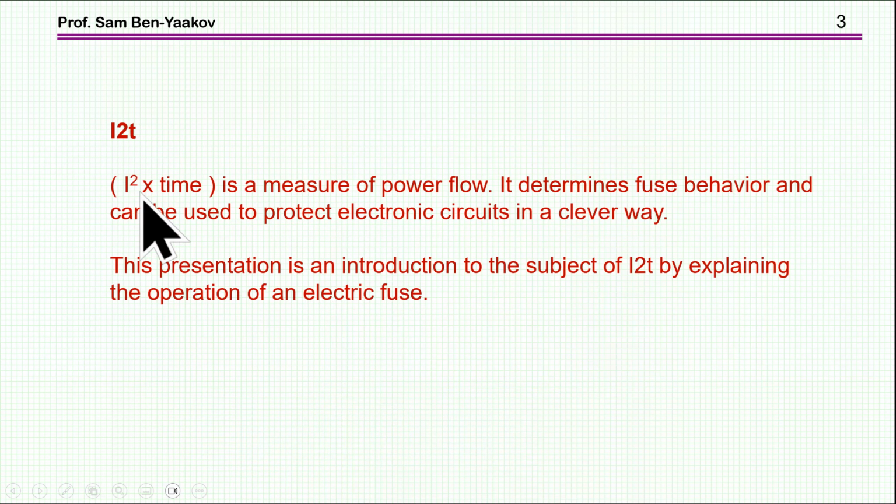Now, I2t, or I squared times time, is a measure of power flow, not just the current itself. It determines fuse behavior and can be used to protect electronic circuits in a clever way. This presentation is an introduction to the subject of I2t by explaining the operation of an electric fuse.